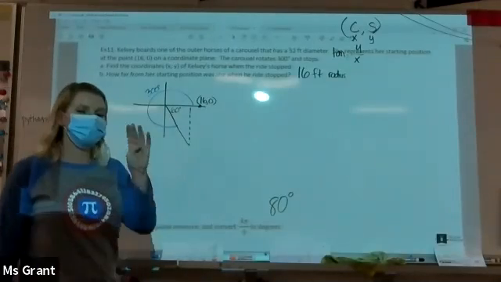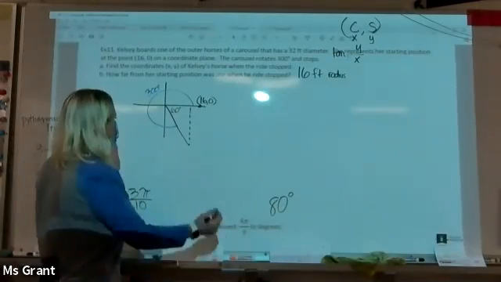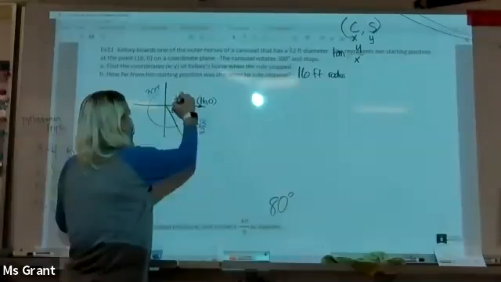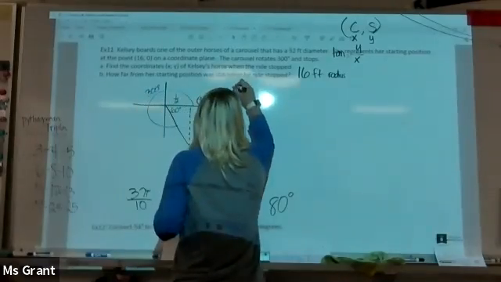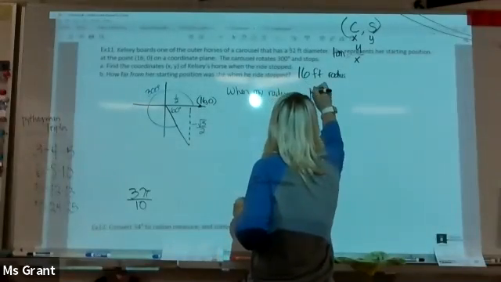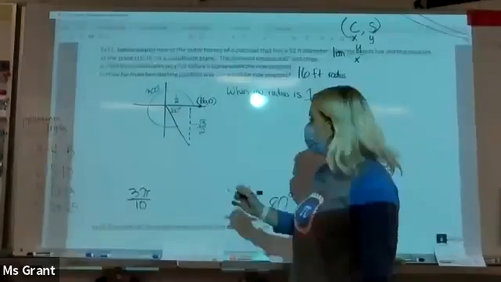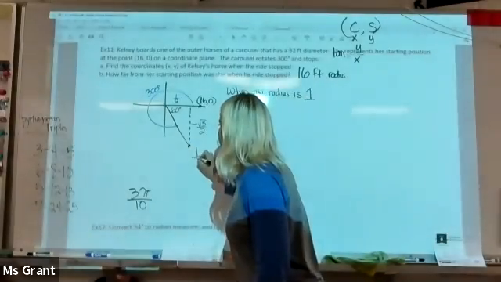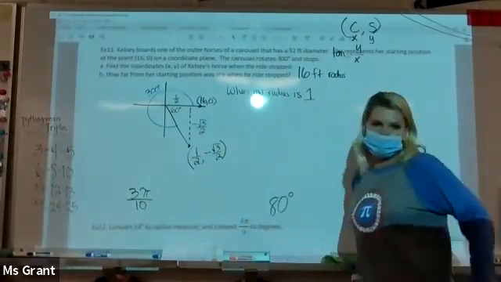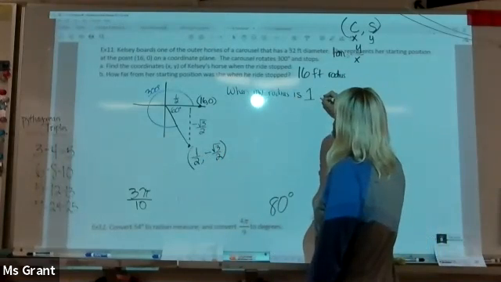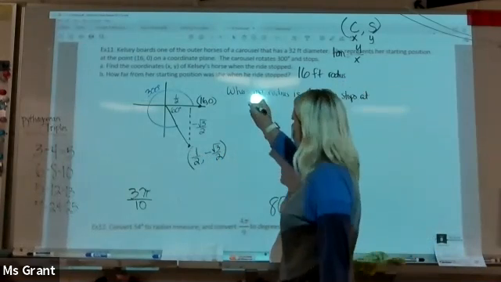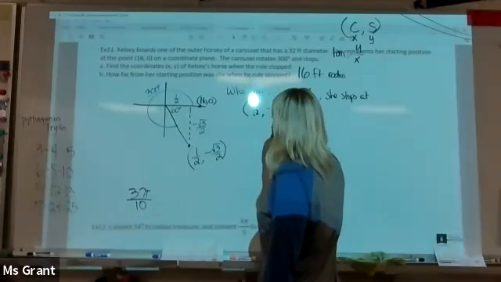Now here's the deal on this. If I have a triangle in quadrant 4, 60 degrees is my reference angle. Opposite that is going to be the negative rad 3 over 2. Opposite the 30 degrees is 1/2. So when my radius is 1, she stops at 1/2, comma, negative rad 3 over 2.